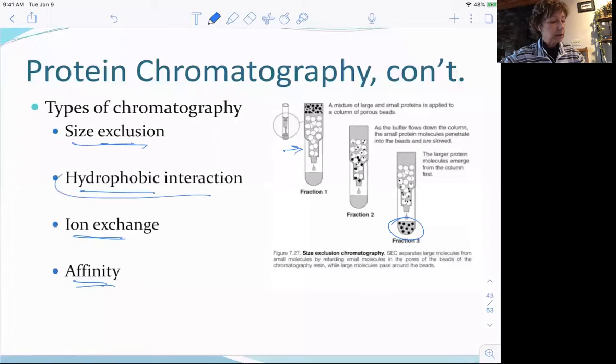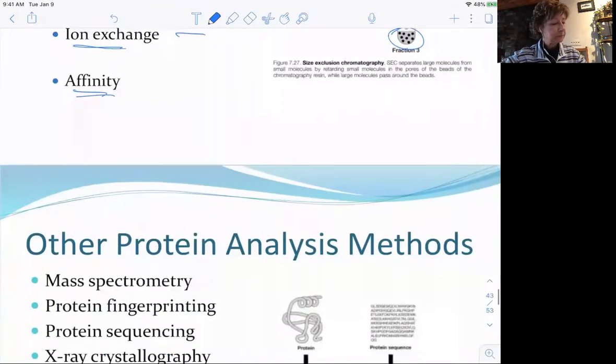The one we're going to use in class is called hydrophobic interaction, because the green fluorescent protein has a lot of beta sheet, and that makes it sort of hydrophobic. So it's referred to as HIC, or hydrophobic interaction chromatography. That's one thing we'll get into in a little more detail this week.